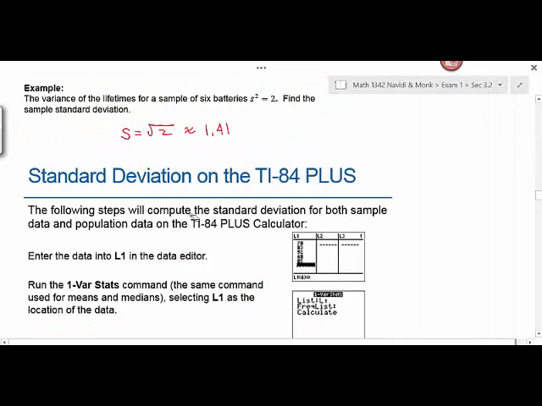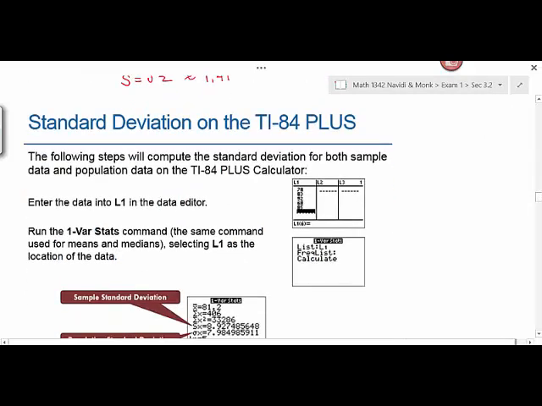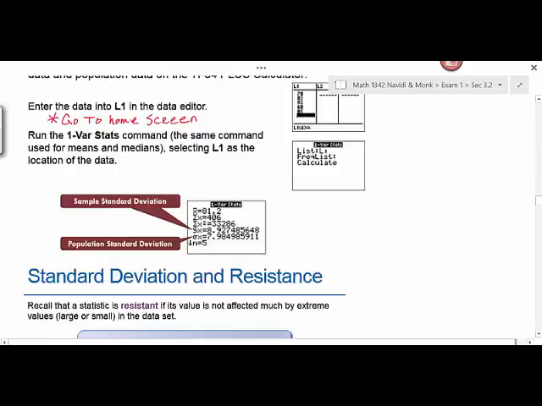Here are the publisher's steps for finding the standard deviation on your TI-84 calculator. They leave out some things, such as after you enter your data into the calculator, you want to go to the home screen. Then you can run your one variable statistics. When you find your one variable statistics, the Sx is the sample standard deviation. The sigma x is the population standard deviation. The sample standard deviation will always be slightly bigger than the population standard deviation.